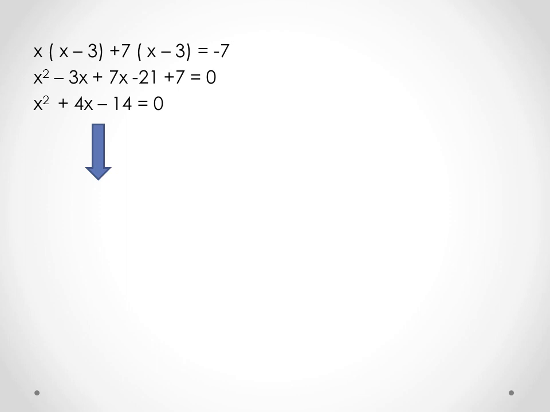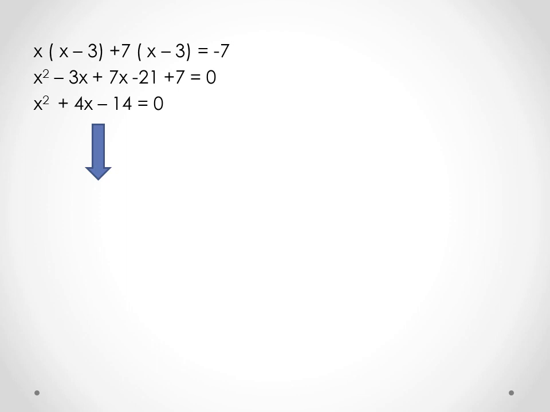The like terms means the terms having the same variables, or the terms that do not have the variable. X square's like term would be anything that has x square with it. For example, x square plus 3x square would be like terms, but x square plus 3x won't be like terms. So x square minus 3x plus 7x minus 21 plus 7 has two sets of like terms, which are 3x and 7x, and 21 and 7. There is no like term for x square.